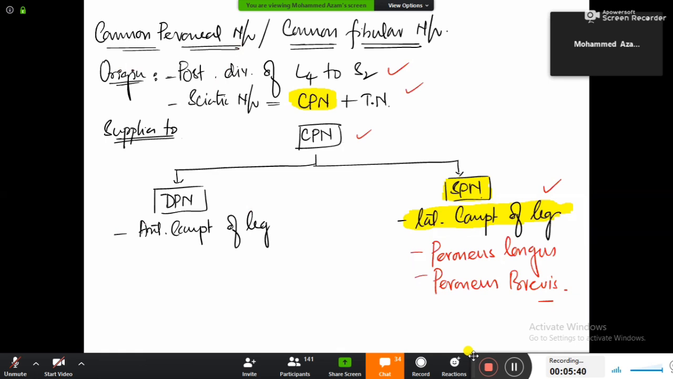Now welcome to the anterior compartment of the leg. All the muscles in anterior compartment of the leg will be supplied by deep peroneal nerve.